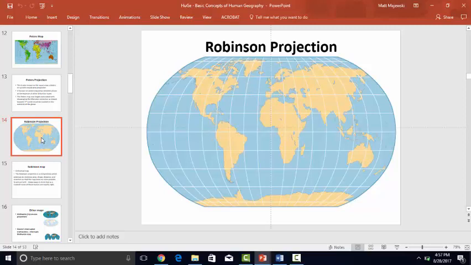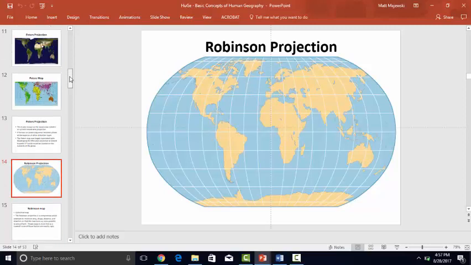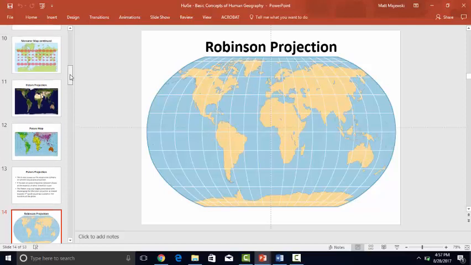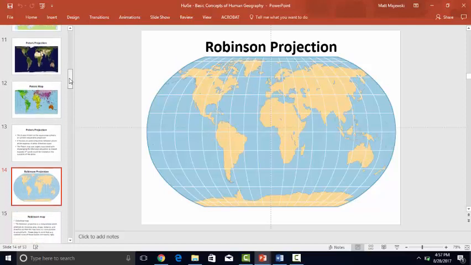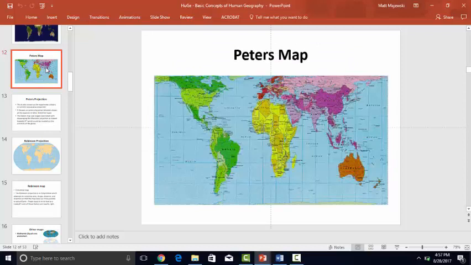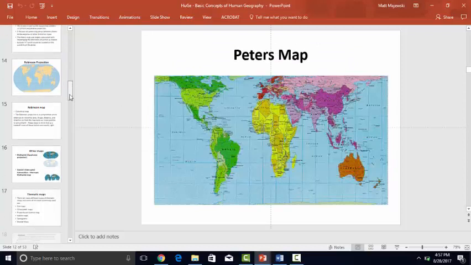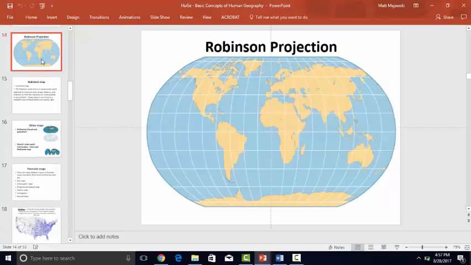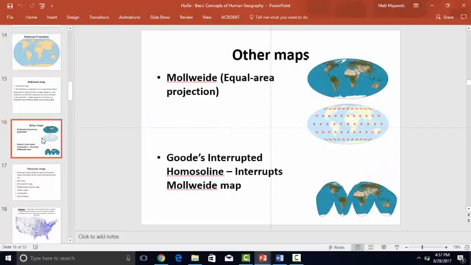So again, Mercator area is distorted, especially at the extremes, at the poles, at the northern and southern hemisphere. Peters area is accurate, but the other three types of distortion exist. Robinson, no distortion is eliminated, but instead what they do is they try to reduce the amount of distortion that exists for all three. We have a few others as well.